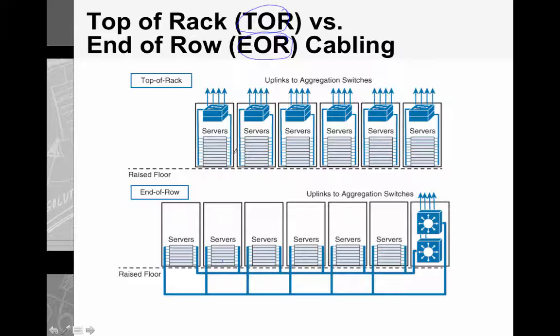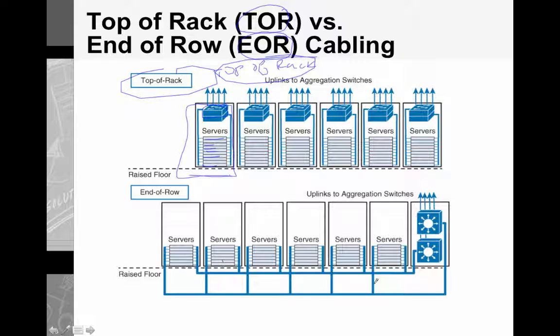In the top of rack access switch, you have a bunch of servers within a rack. So this is a rack, and a bunch of servers within a rack that are connected to a switch that is all the way on the top. That's why it's called the top of rack switch. Top of rack switches are placed on top of the rack, and then all these switches are then connected. So that's the top of rack switch.